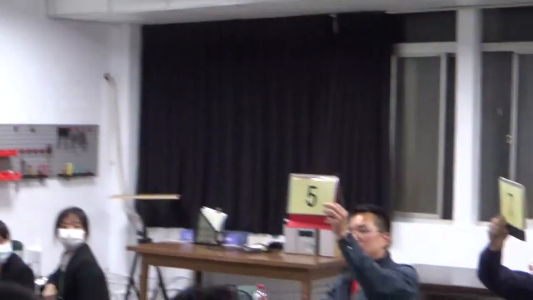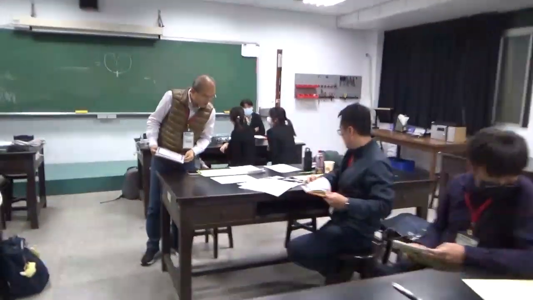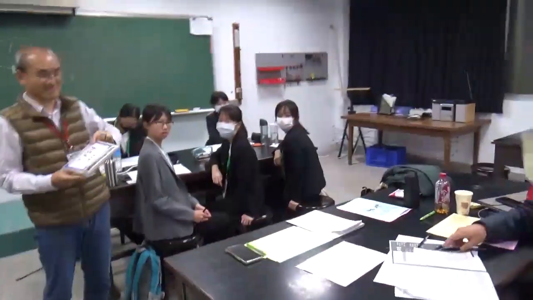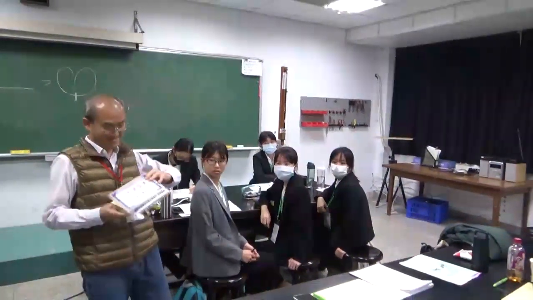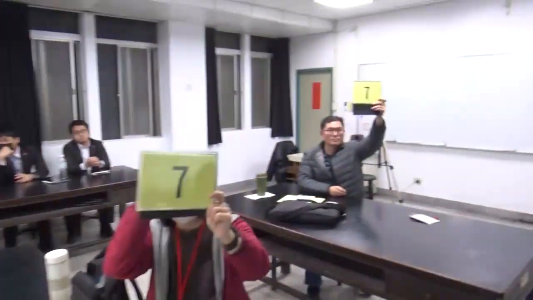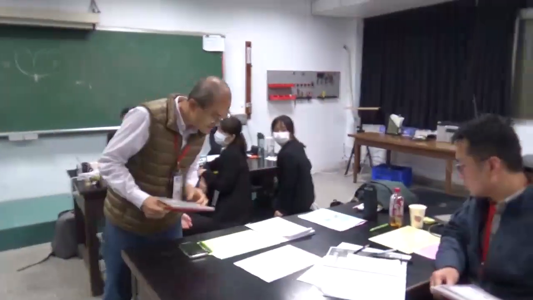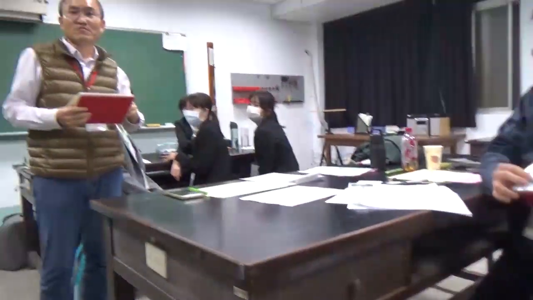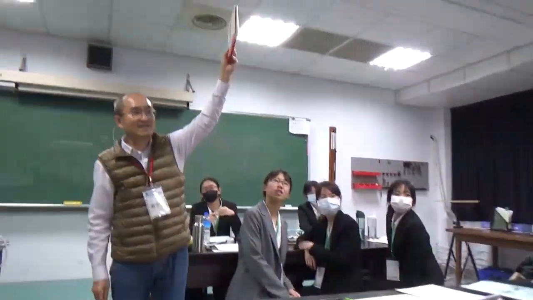Right, now we announce our scores. The score for the reporter: 6, 5, 7, 5, 6. The score for the opponent: 7, 7, 7, 7, 7. The score for the reviewer: 6, 7, 6, 7, 7. Right, thank you everyone.